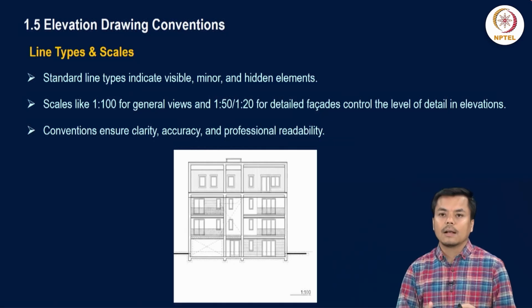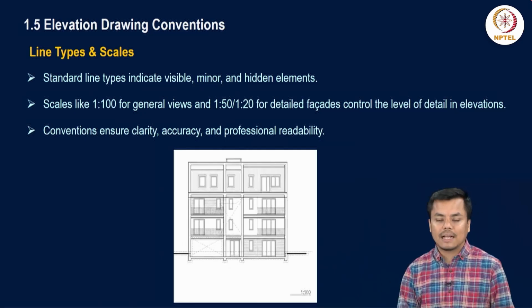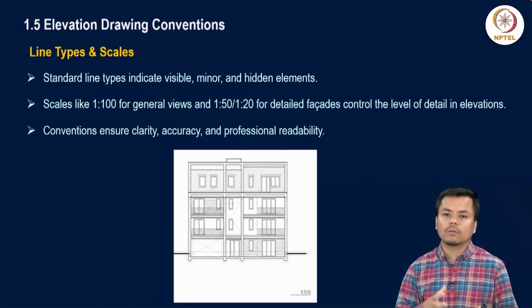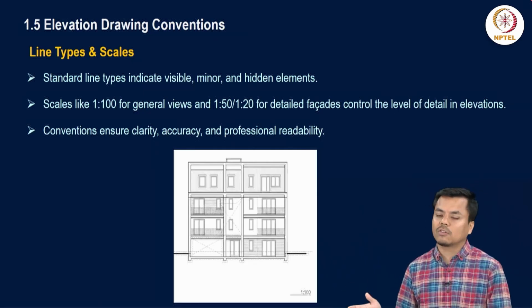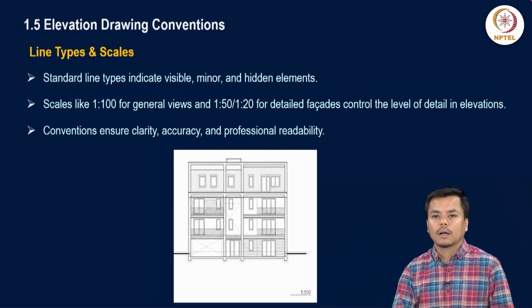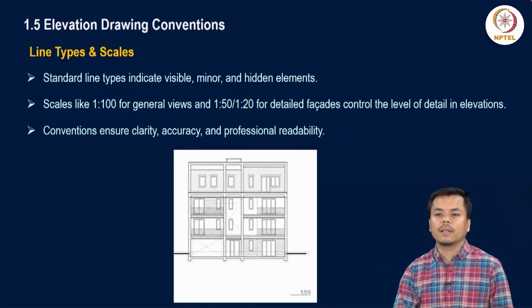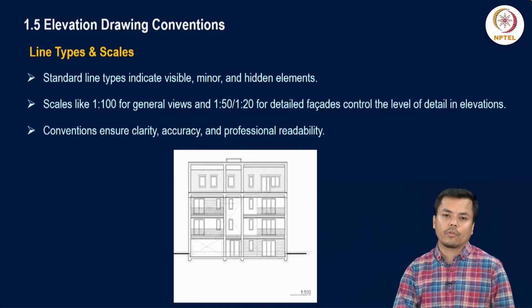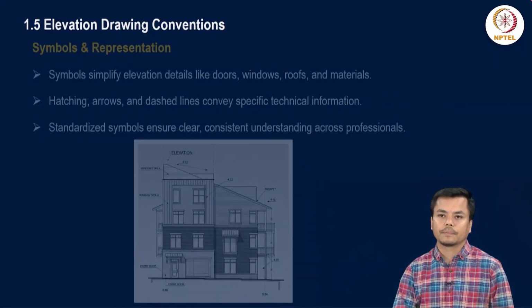Scales: generally we use 1:100 to draft elevation, but at times, if your building scale is smaller, try to keep the same scale for your floor plan and for the elevation and section that you will draft for your project. Using that, the examiner or your mentor will be able to relate to the drawings more easily, and there will be less confusion. So conventions ensure, if you follow these types, clarity, accuracy and professional readability of the drawing.